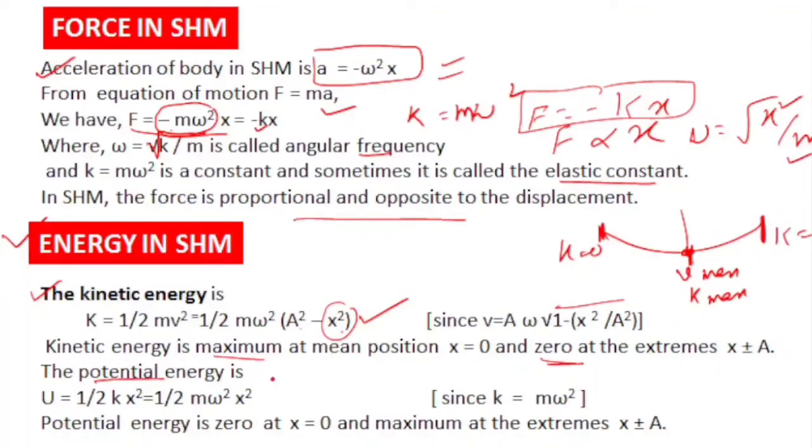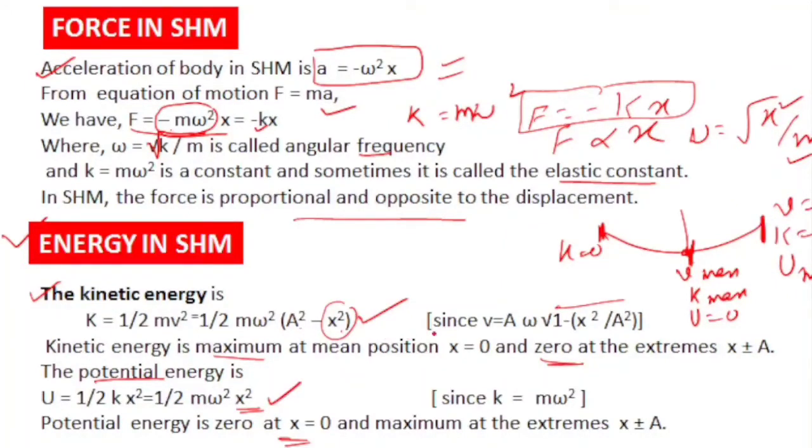Potential energy is half kx square, and k you've got the value: k is m omega square. So potential energy becomes half m omega square x square. Again at mean position x is 0, so potential energy is 0 at mean position. At extreme position x is a, so potential energy is maximum at extreme position. Here v is 0.